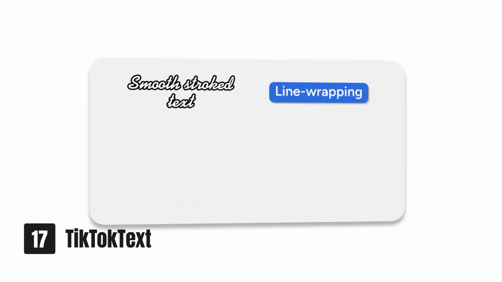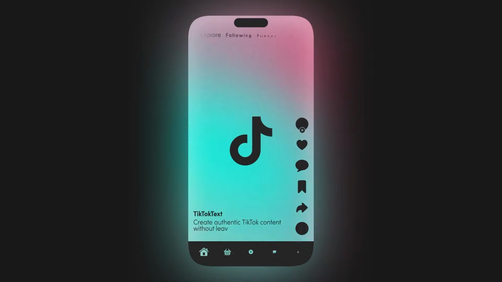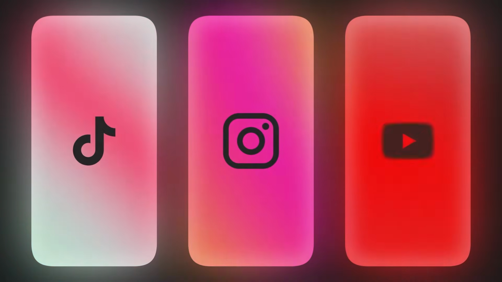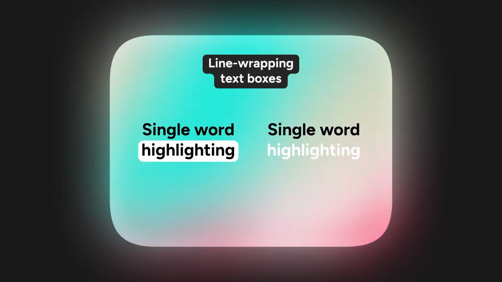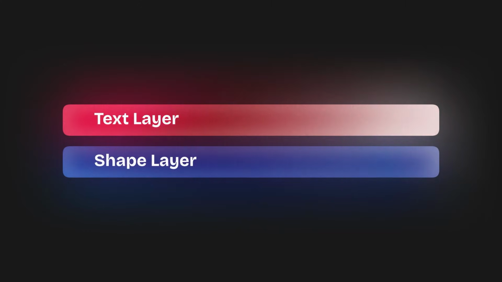Create authentic TikTok text content with After Effects. TikTok Text allows you to recreate TikTok-style text directly within After Effects. Every font, color, and style has been carefully designed to match the options within the TikTok app, all created using only a single text and shape layer.